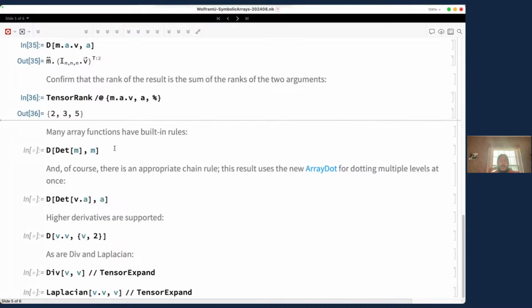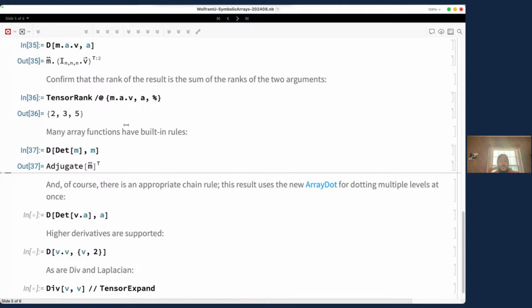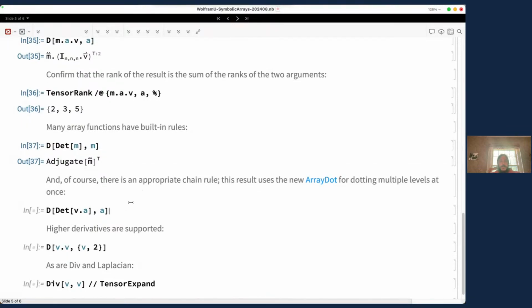So many array functions have built-in rules. So there's adjget, and of course there's an appropriate chain rule.